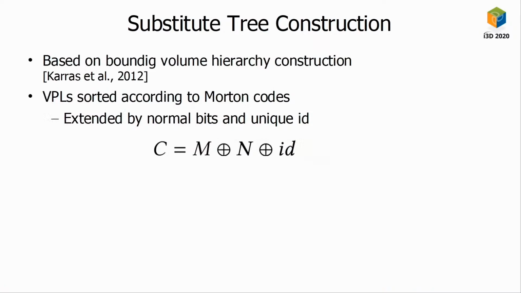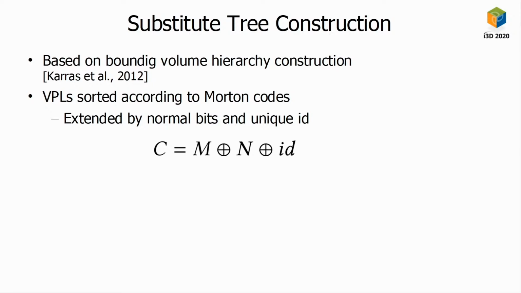We want to rebuild the light tree in every frame, so minimizing the construction time is essential. Therefore, we follow the approach by Karras for building bounding volume hierarchies. To start the construction, we sort the VPLs according to a spatial index using Morton codes. Additionally, we also incorporate bits extracted from the normals, since we want VPLs that point in dissimilar directions to obtain larger substitute distributions. At the end, we concatenate the unique IDs and circumvent any duplicate codes.